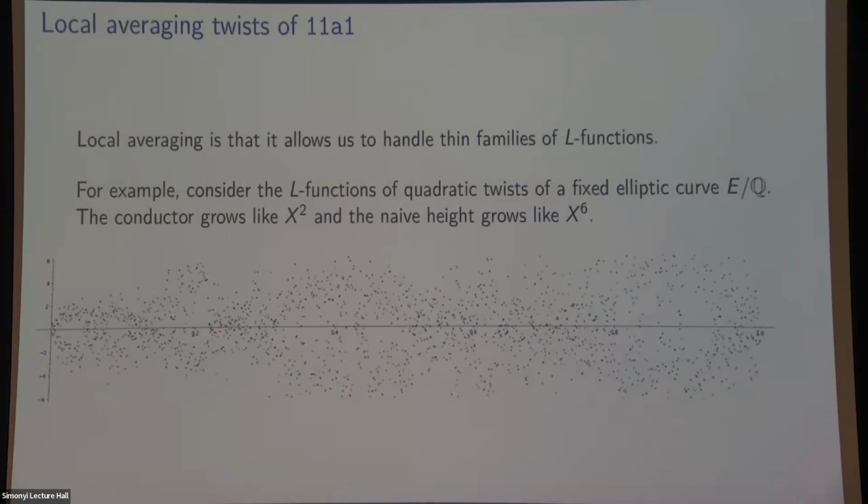So one example I wanted to show is, you could ask, does this murmuration pattern happen within a family of quadratic twists? Fix a single elliptic curve. Let's take 11A1 and consider all of its quadratic twists. I say it's a thin family because the conductor is growing quadratically in that family, and the height is growing like the 6th power. So things get big really quickly. And if you do the dyadic, it's sort of hopeless to try and treat that using a dyadic interval approach. But with the local averaging, again, it's not as much data as I would like, but I think it's clear that the fluctuations, the oscillations are there. So this is in a very thin family.